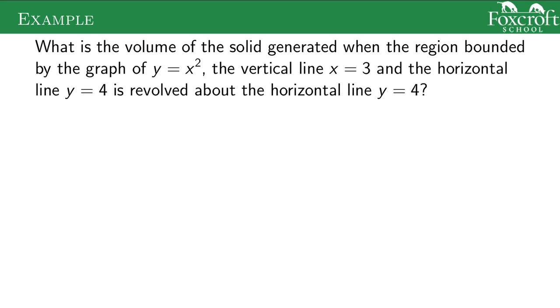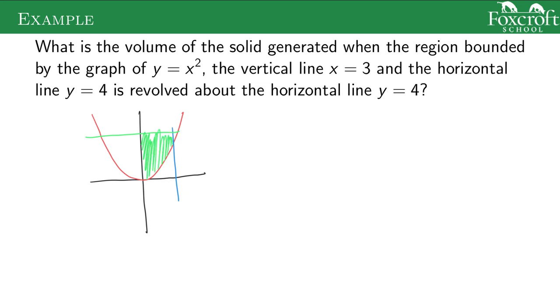All right, what is the volume of the solid generated when the region bounded by the graph y equals x squared, the vertical line x equals 3, and the horizontal line y equals 4 is rotated? Let's just start drawing this stuff. Y equals x squared is a parabola. X equals 3 is here. The horizontal line, y equals 4. And that's going to give us this region here.